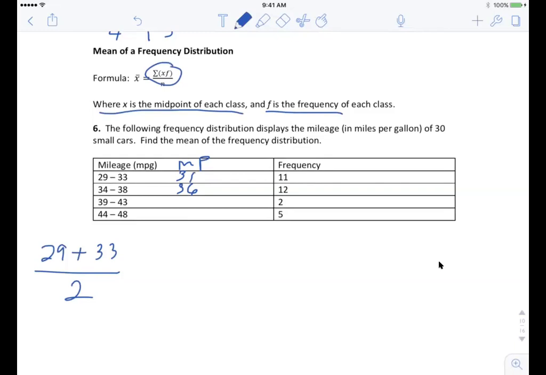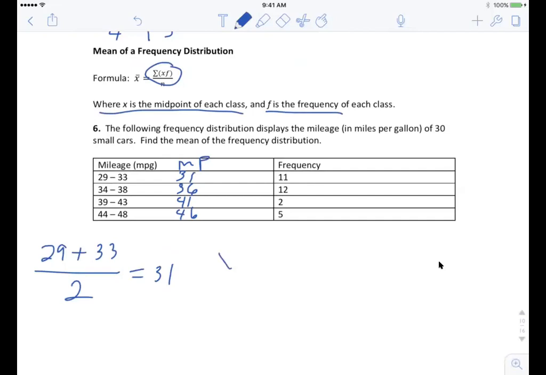So we got 31, 36. Right between 39 and 43 looks like 41. And right between 44 and 48, 46. So we got our midpoints, right in the middle of the classes. And now we've got our 2 columns that we're going to use to calculate.